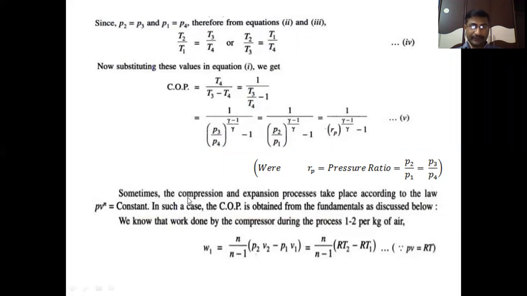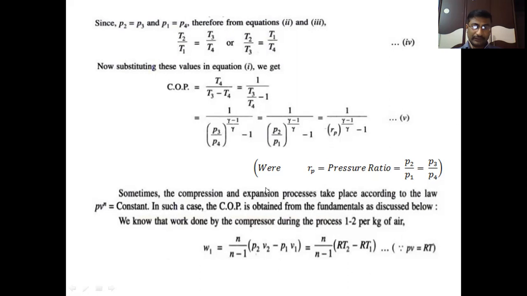Clear, students? Sometimes the compression and expansion processes take place according to the law PV power n equals constant. If the compression and expansion are not isentropic, it will be taken as a polytropic process, PV power n equals a constant. Small n is the polytropic index. If compression and expansion are polytropic, then we can write the COP equation.